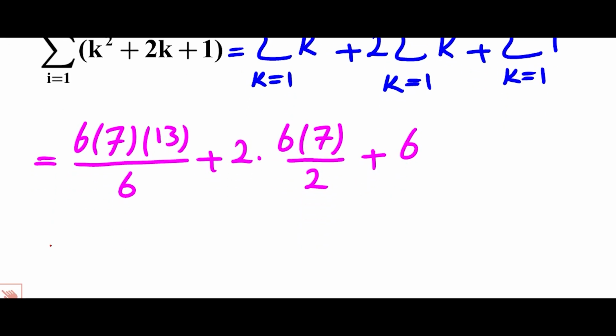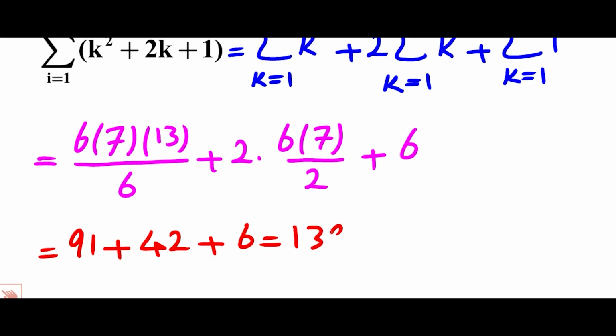So final answer: the 6 and 6 cancel out, so we have 7 times 13 is 91, plus 2 and 2 cancel out and we have 42, plus 6. So we have 139.